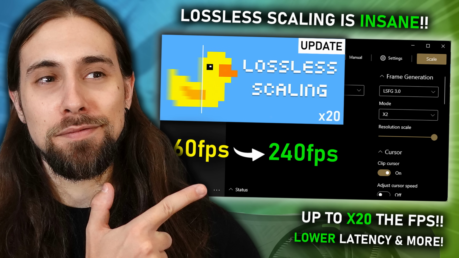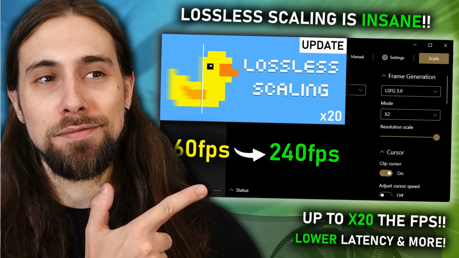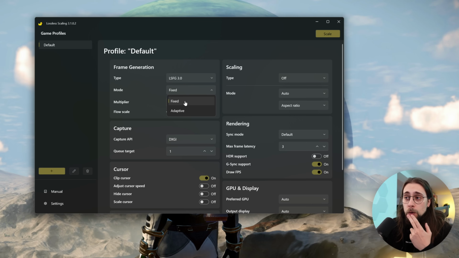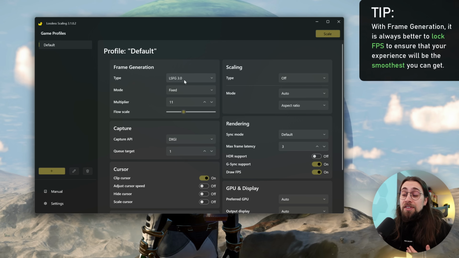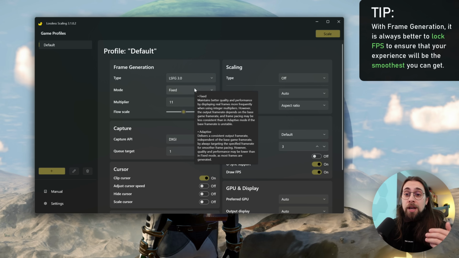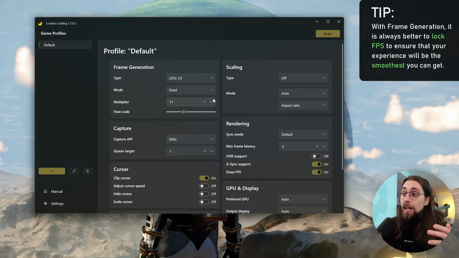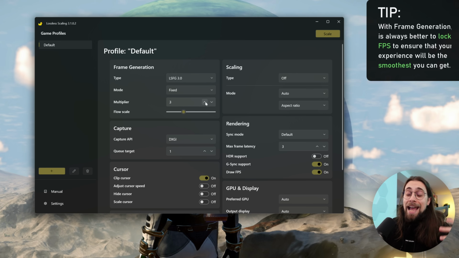But what matters the most now is that we have the adaptive mode instead of the fixed mode, where you just lock the frame rate to a base frame rate. For example, if you have a 120 Hz display, you can lock your frames to 60 and then use Lossless Scaling to generate frames up to 120. For that, you use multiplier 2. If you want 60 to 180, you just go multiplier 3 and so on.